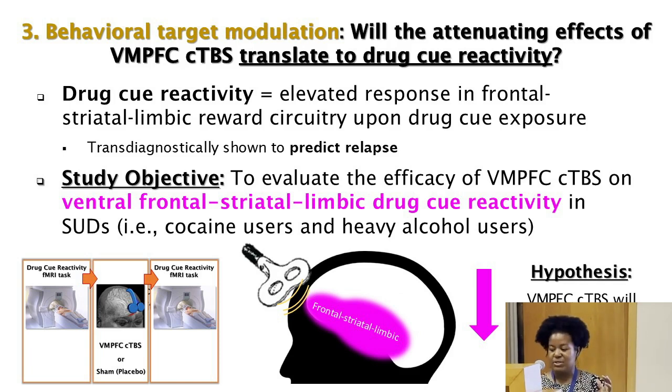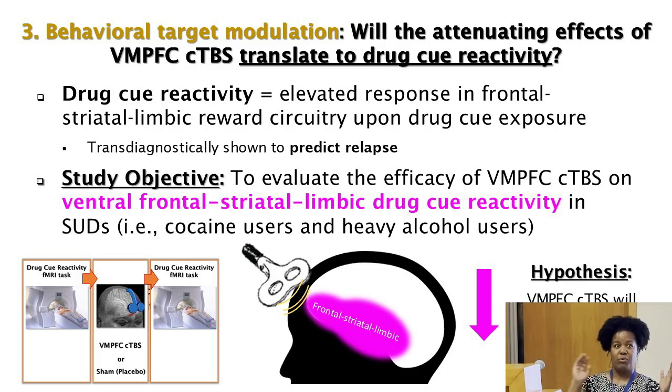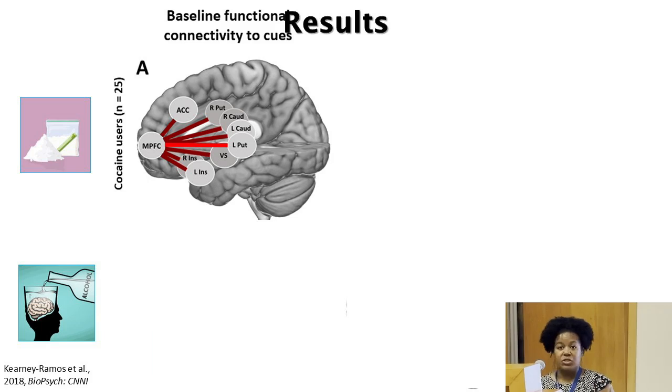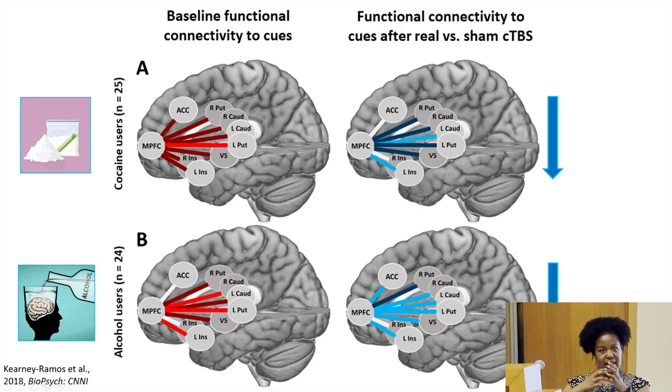And so again, it was a sandwich design, but in this case, instead of pinging the brain and seeing the immediate response, we actually did a drug cue reactivity task before and after the inhibitory session. Again, our hypothesis was that we were going to show a decrease in drug cue reactivity in the circuit. In this case, we used functional connectivity because, naturally, talking about transsynaptic modulation, we're interested in the connectivity from the target to the downstream regions.